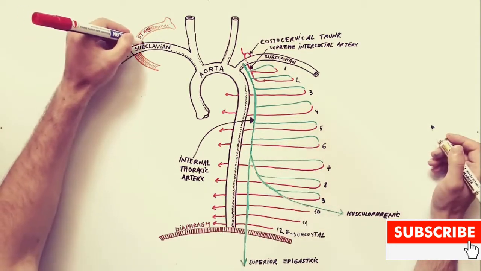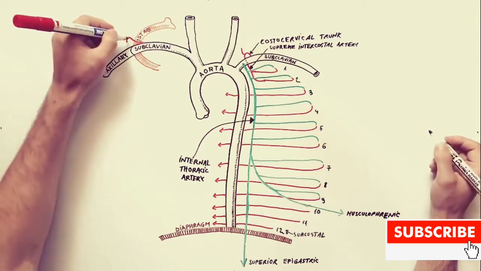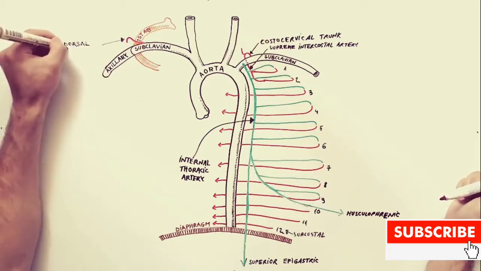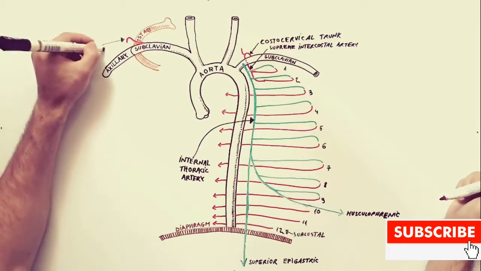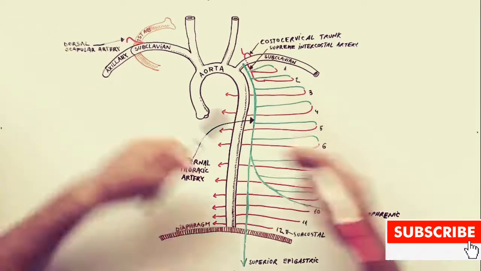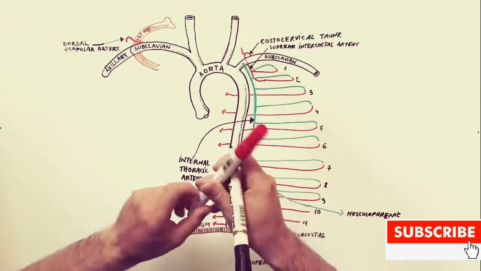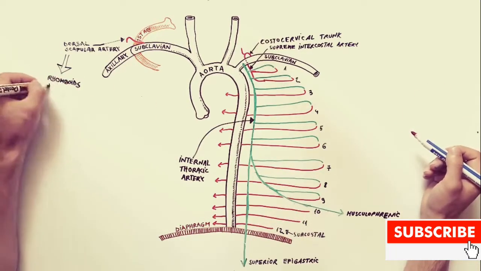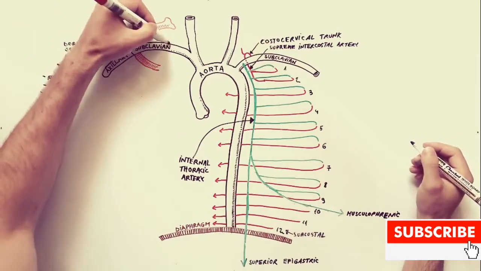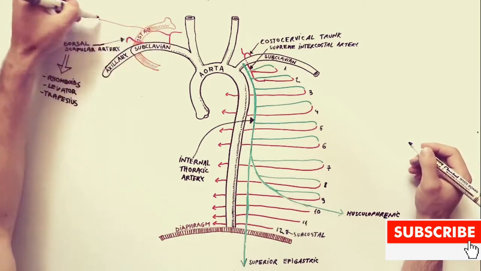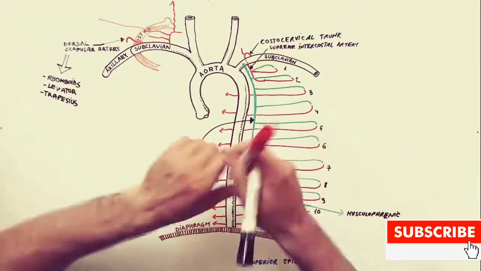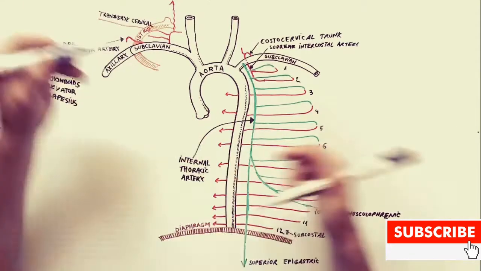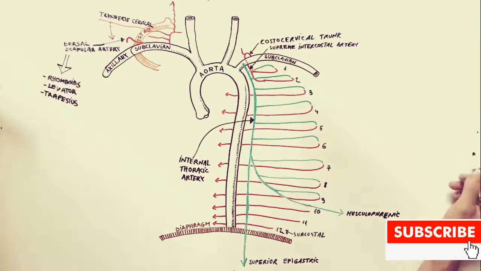Another branch from the subclavian artery which participates in supplying the thoracic wall is the dorsal scapular artery. This artery usually arises from the third part of the subclavian artery, and will supply the rhomboids, levator scapulae, and the trapezius muscles. Sometimes the dorsal scapular artery can arise from the transverse cervical artery. As you know, the transverse cervical artery is a branch of the thyrocervical trunk.